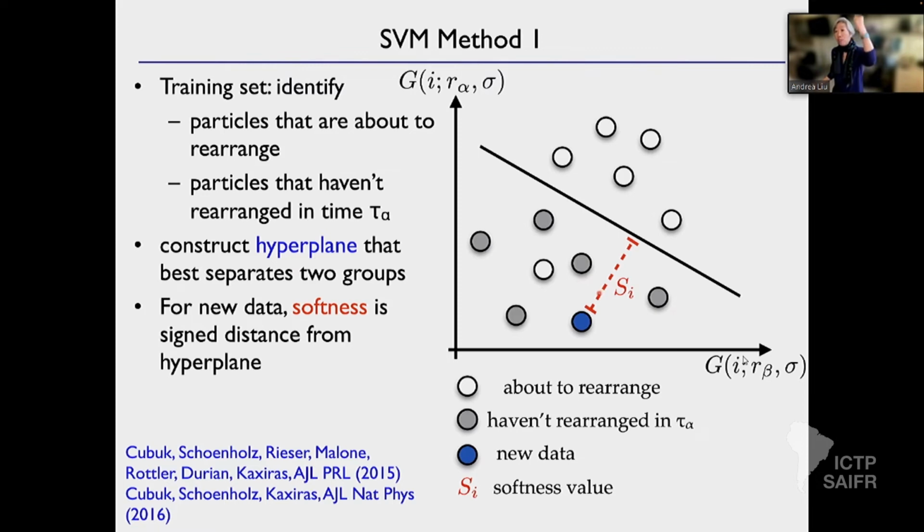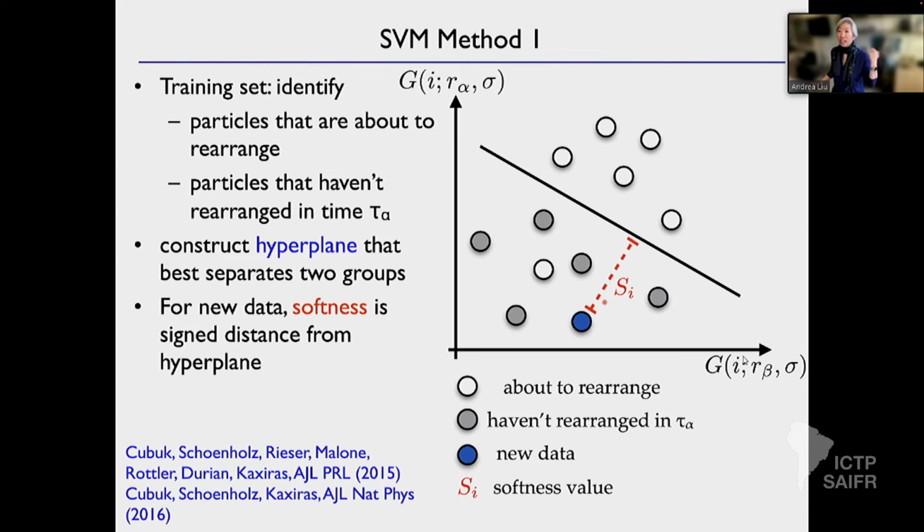And now for any new particle, I can calculate its local structural environment. I can put it in and see what side of the hyperplane it's on, and I can measure its distance to the hyperplane. That distance to the hyperplane is the softness, and it has a sign: if I'm on the rearranging side of the hyperplane, it's positive. If I'm on the non-rearranging side, it's negative.